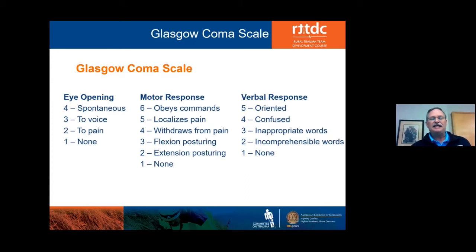Anybody less than 8 on the Glasgow Coma Scale has the need for a definitive airway. So the old adage, GCS less than 8, intubate. It doesn't matter what the respiratory status is. They may have good respiratory status, they might have good oxygenation, but if their GCS is 8 or less, they need to have their airway secured. That's a very important point and something to remember.